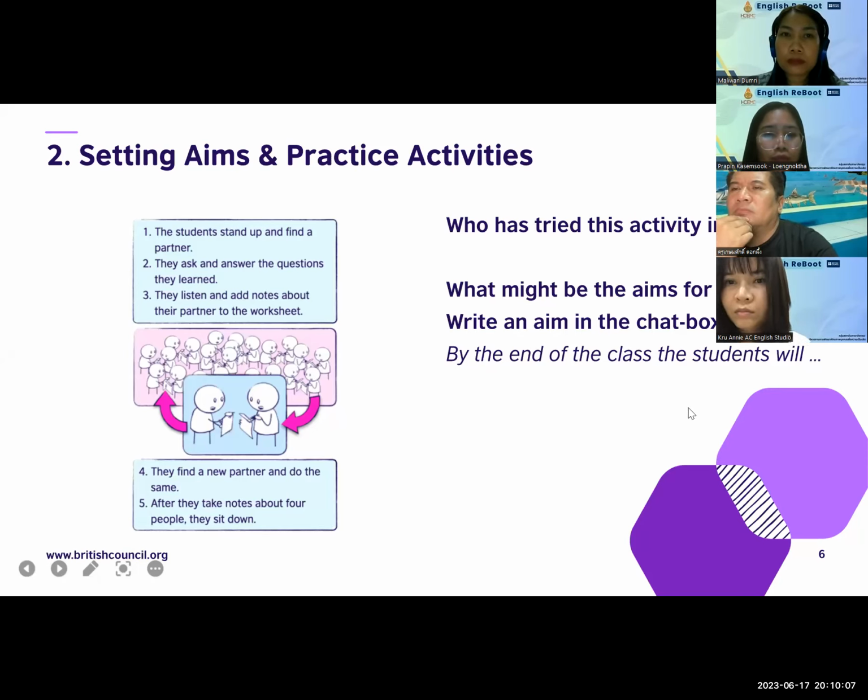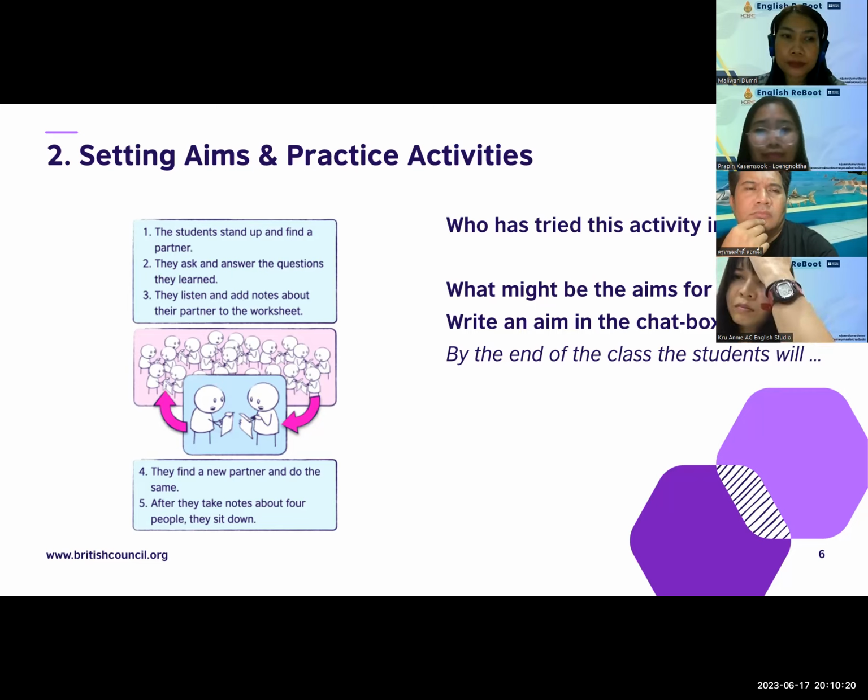Right. By the end of the class, the students will be able to speak, or converse, yes, about something. About what? Can you give me an example? About the things that they like or don't like, or something about themselves. All right. Yeah, about their favorite food.